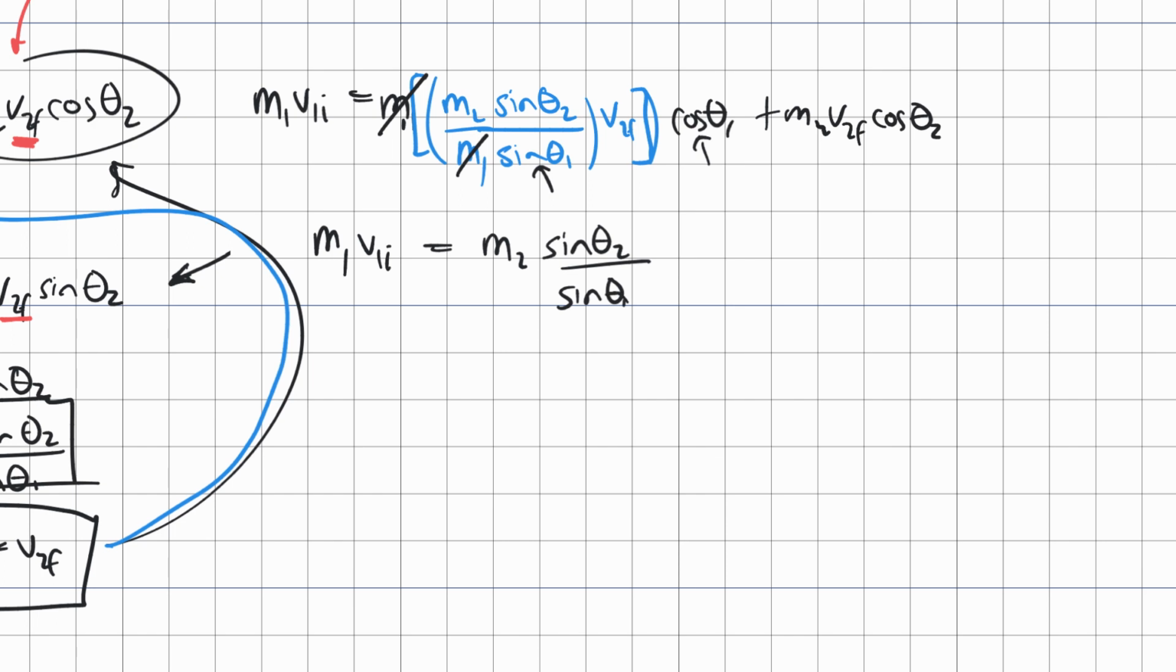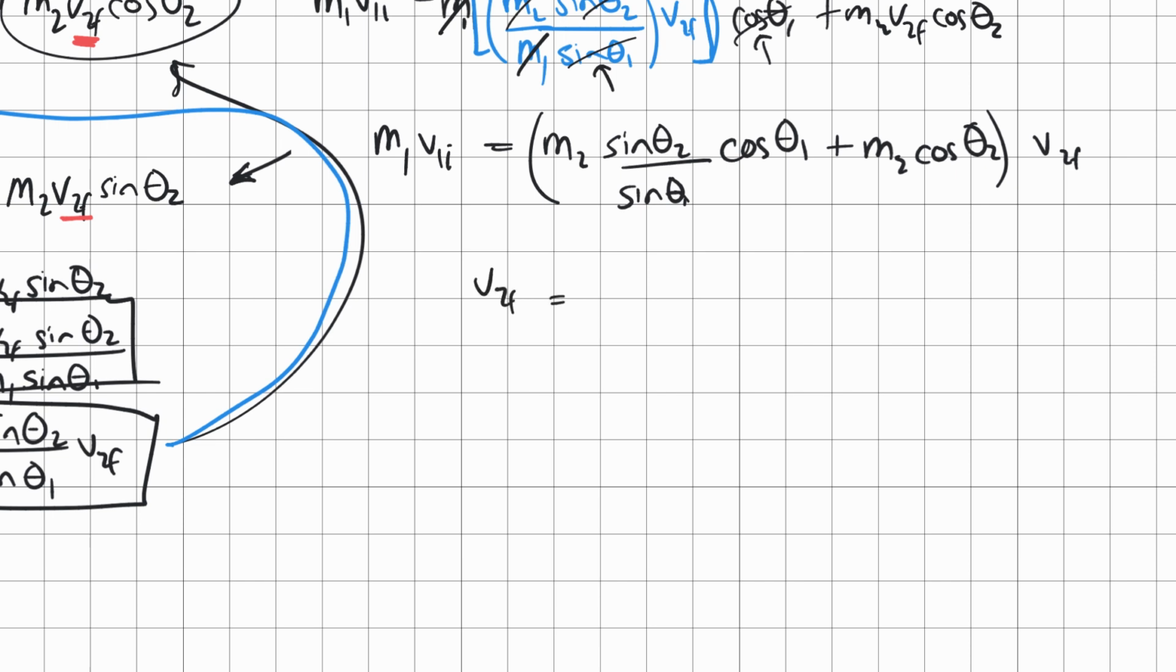You know what, this is getting a little bit lost in the weeds here. Cosine theta 1 plus M2 cosine theta 2, and multiply that by V2F. Okay, so I think I counted for everything. Yeah, we've counted for everything. Okay, so V2F equals M1 V1I divided by M2 sine theta 2 divided by sine theta 1 cosine theta 1 plus M2 cosine theta 2.